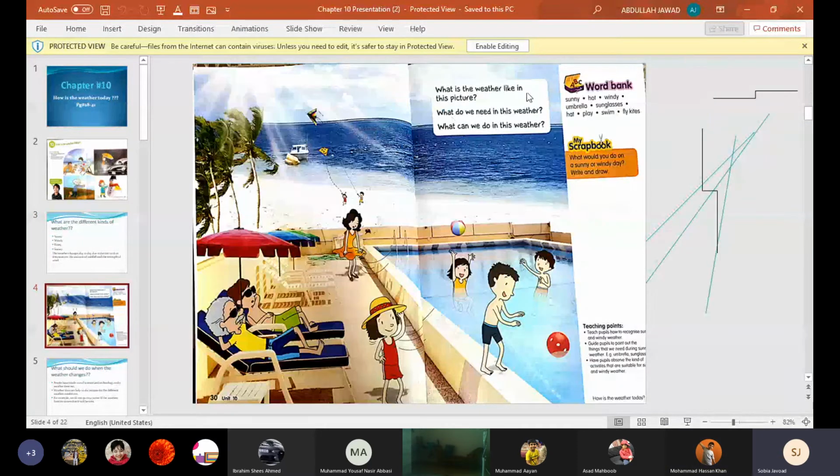Okay, what is the weather like in this picture? Which type of weather can you see? It's sunny. So when it's sunny, does it become cold or hot? Hot. And they are flying a kite. Look at the tree, the weather is windy also. Look at the trees, sunny and windy. So they are playing, swimming, flying kites. What do we need in this weather? When it's sunny, we use hats, glasses, and umbrellas to keep ourselves safe from the sun. These kids are playing inside the water, swimming.